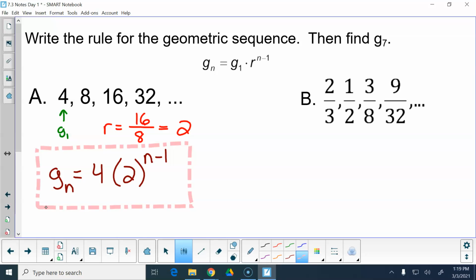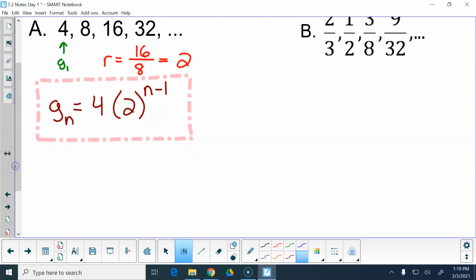The directions went on to say, then use your rule to find the 7th term. Well, that's going to be just like we were doing before, where now I'm going to find G sub 7. So I'm going to plug 7 in for n in my rule. The only downfall with geometric sequences in series is that our terms get really big or really small really fast. Okay? So sometimes we're going to have huge numbers, sometimes we're going to have really small numbers.